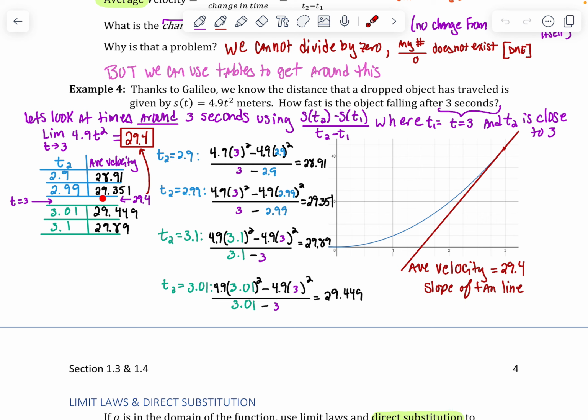And this first one rounds to 29.4. This rounds to 29.4. So we're going to go ahead and use that the velocity is 29.4. The important information for topics coming up is that what we found is the tangent line at 3 seconds, and specifically 29.4 is the slope of that tangent line.